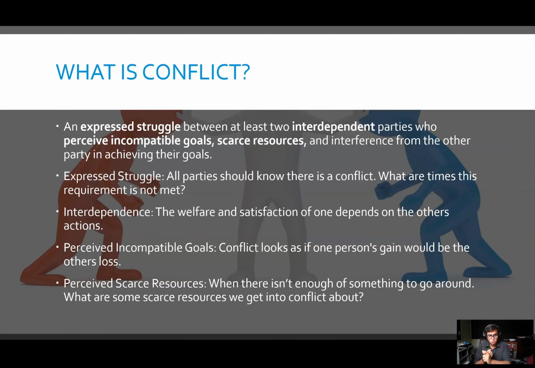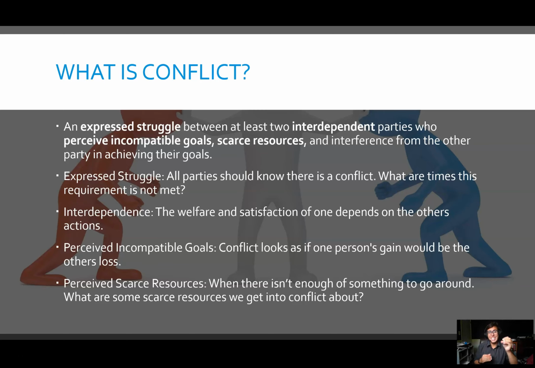Conflict is an expressed struggle between two interdependent parties who perceive incompatible goals and scarce resources, and interference from the other party in achieving that goal. So let's break that down a little bit. First, it is an expressed struggle, meaning that all parties should know that there is indeed a conflict. Even when you are avoiding a conflict, you still both know that the dishes are an issue, but if someone doesn't even know that it's an issue, then it is not conflict.